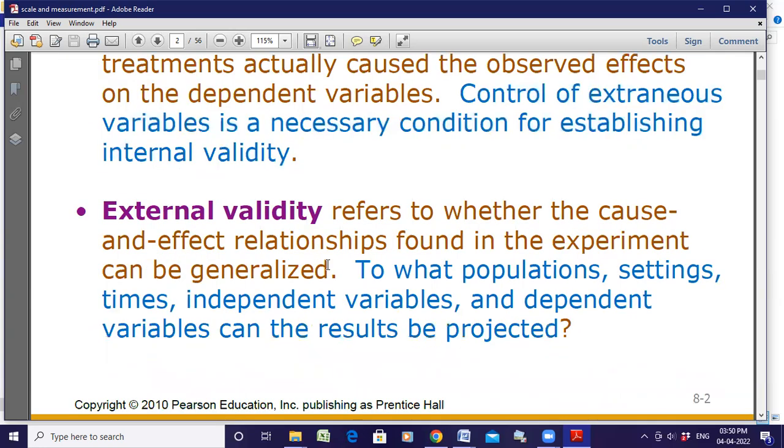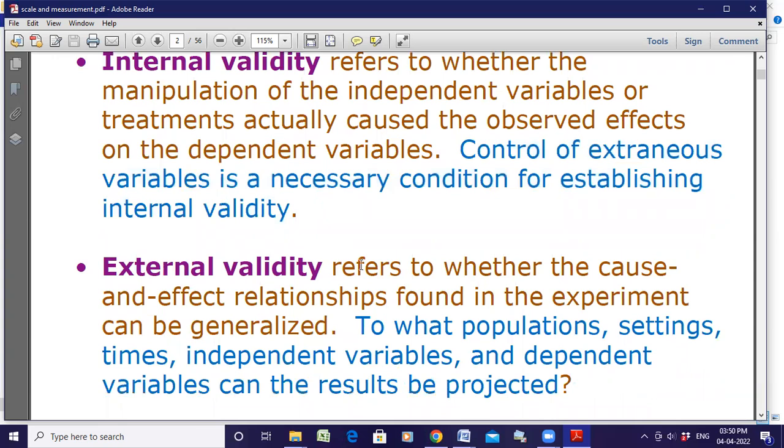Then external validity. This refers to whether the cause and effect relationships found in the experiment can be generalized or not. To what populations, settings, times, independent variables, dependent variables, can these results be projected or not? So this is external validity. Okay. So in one sentence, how will you define external validity? It is whether the cause and effect relationship found in the experiment can be generalized.